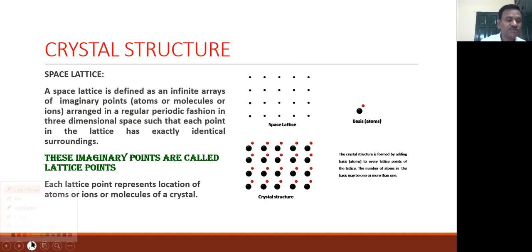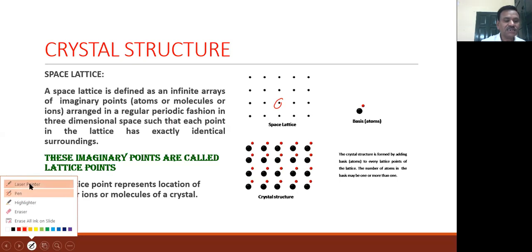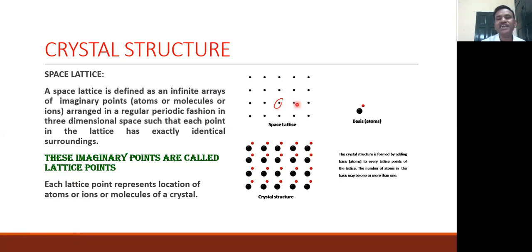You see, now I'm considering this point, about this point, about this point. Either you can move on the right side or on the left side. See, here you are getting the same identical lattice point up, down, right, left. Again about this point also, right, left, up, down. Everywhere you are getting identical surroundings. This is called space lattice.